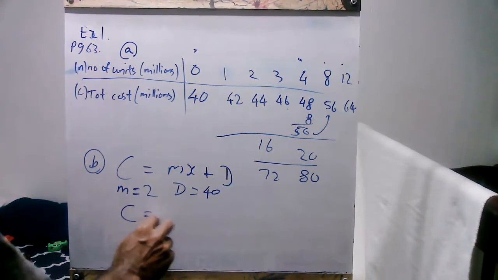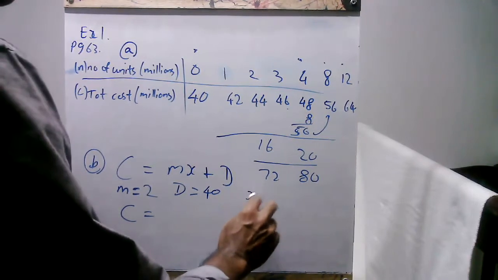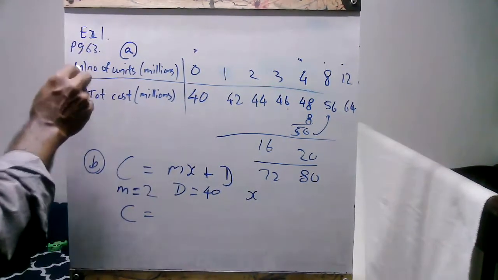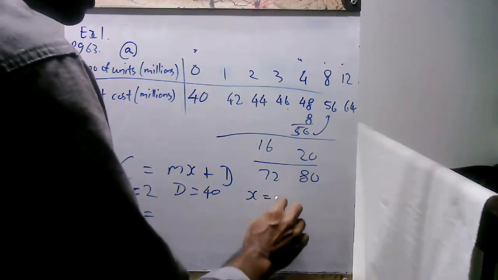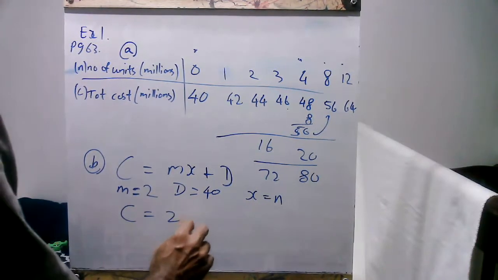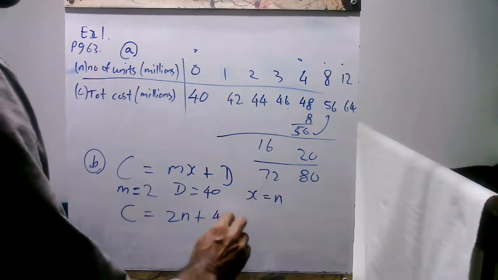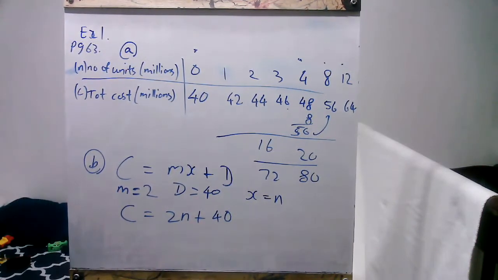C equals, here X equal to what? X is the number of items. They said it is N. X is N. Therefore, it is 2 times N plus 40. Right? That's it. Find the formula that expresses C in terms of N. So this is the formula.